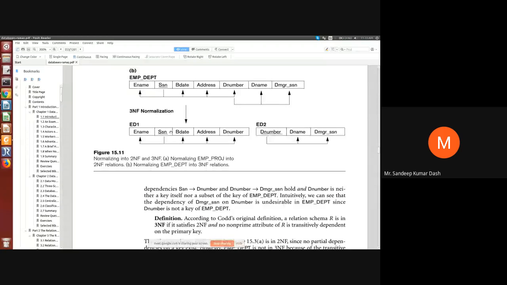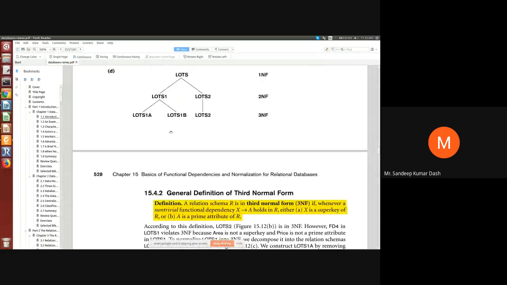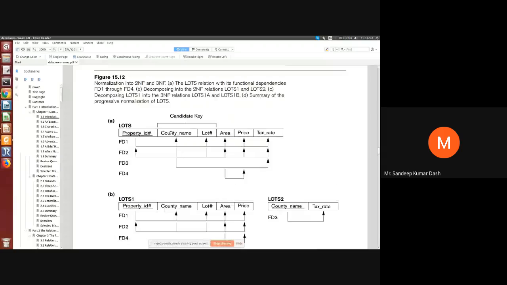Similarly, in this case, tax rate, price, area, lot number, county name, all are dependent on property ID, which is indivisible. So this one is full functional dependent. Okay. Now is this according to the rule of 2NF or not? 2NF says that every non-prime attribute, and here you forget about these two because these are prime attributes, you have to only take care of these three. Every non-prime attribute should be fully functionally dependent on the primary key.